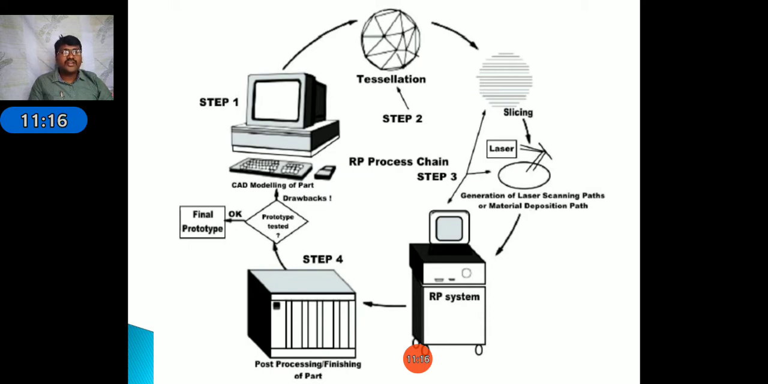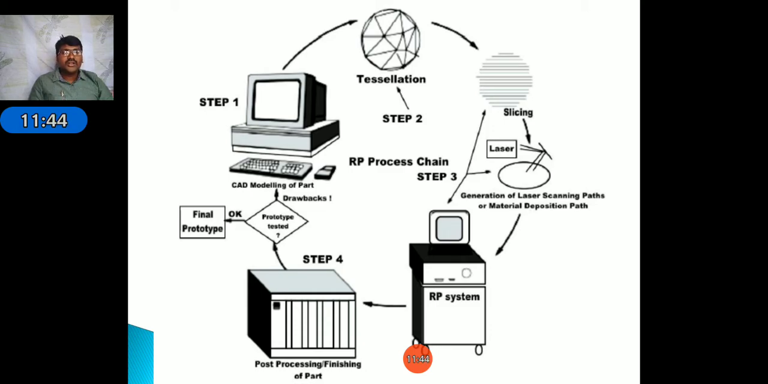After that, step 3. In step 3 we create the STL file into slicing, that is, a number of layers. Slicing is nothing but dividing the three-dimensional object into a number of slices. Next, after that this file is transferred to the RP system, in which the model is generated by using different RP technologies.